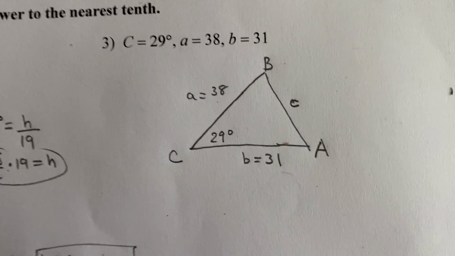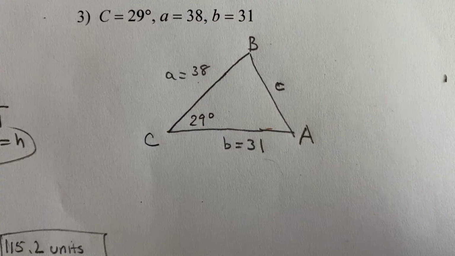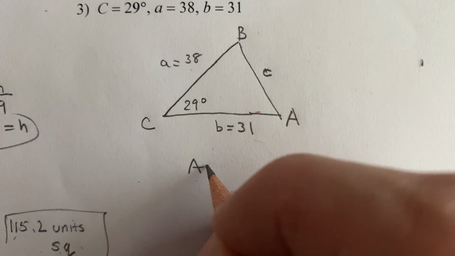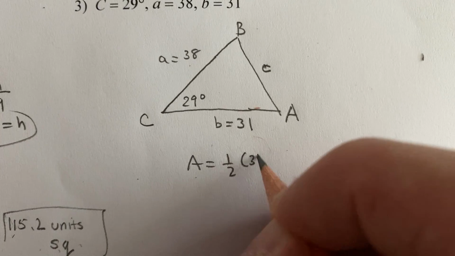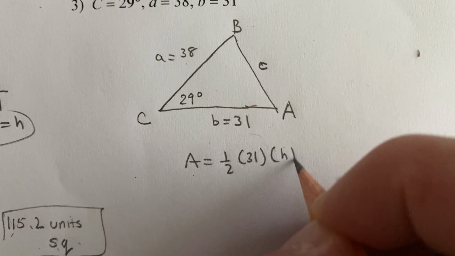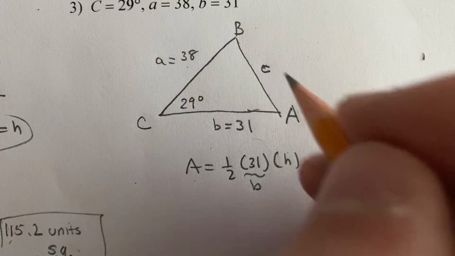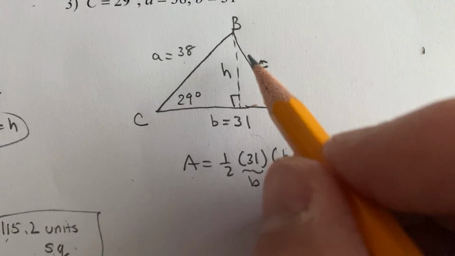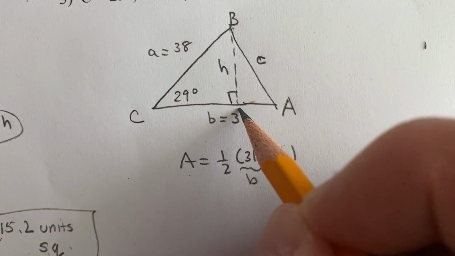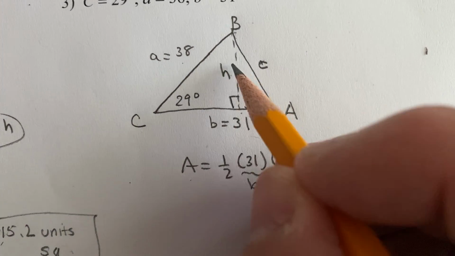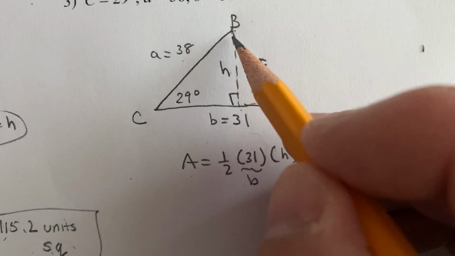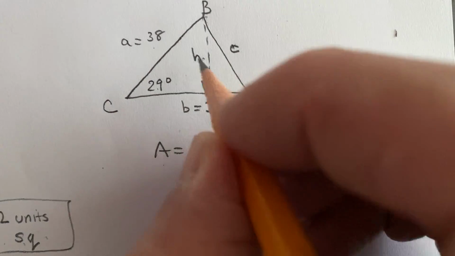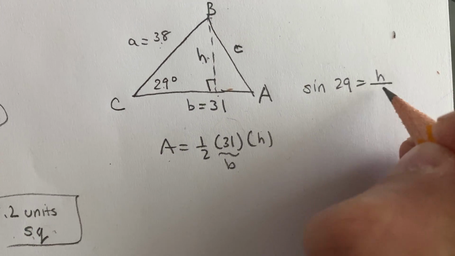Again, I'm asked to find the area of the triangle. So I'm going to call this the base right here. Area is 1/2 base times the height. Okay, so this is my base. The height is the perpendicular distance. So there's my perpendicular distance from the vertex to the opposite side. And to compute the height, you see that this is a right triangle. You could say sine of 29, opposite over hypotenuse, h over 38.